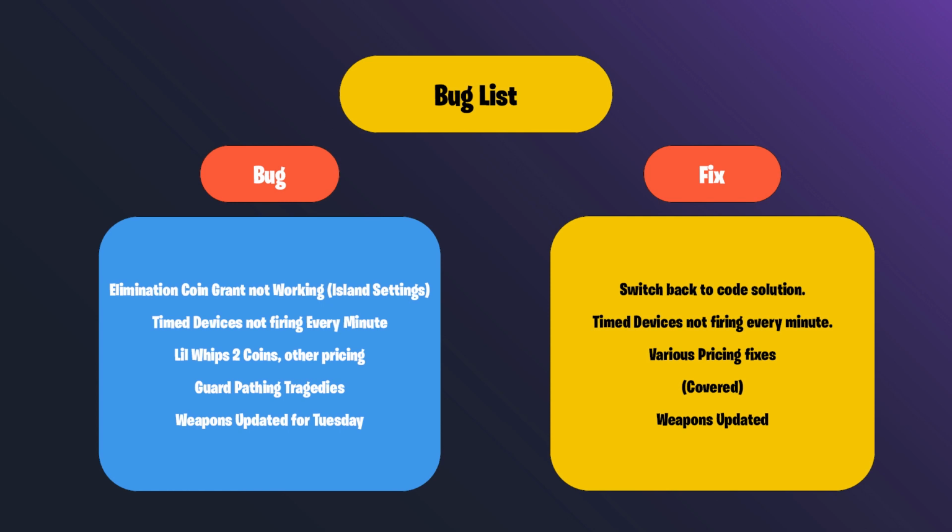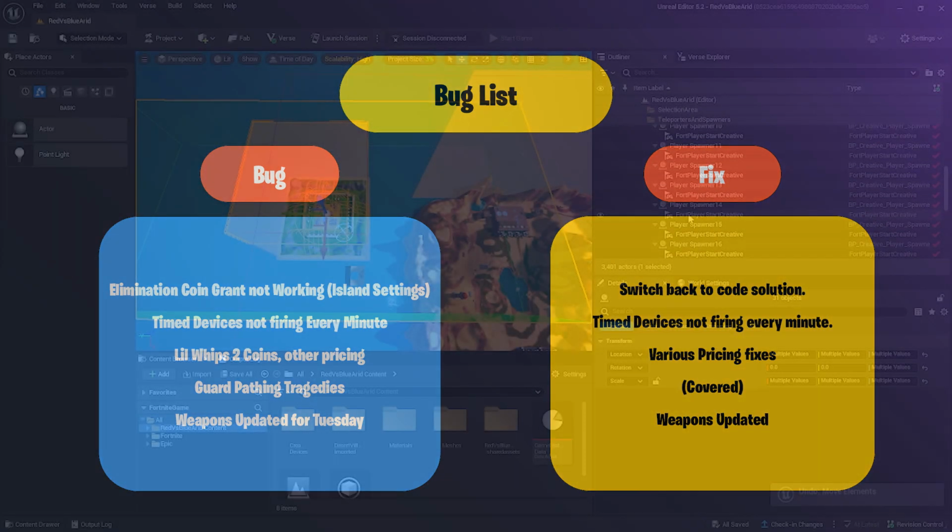That was just silly. Guard pathing obviously was terrible. Weapons needed switching around. I added in the mammoth pistol and lever shotgun from the release on Tuesday. I'm sure there were other little things, but those were the biggies.